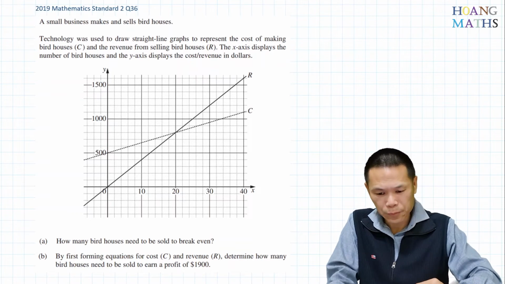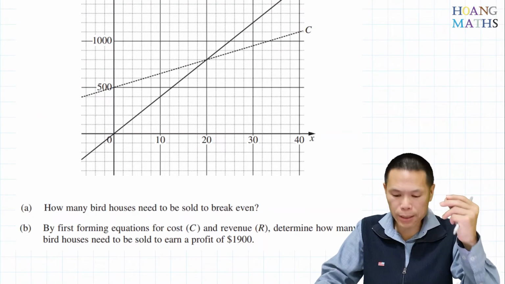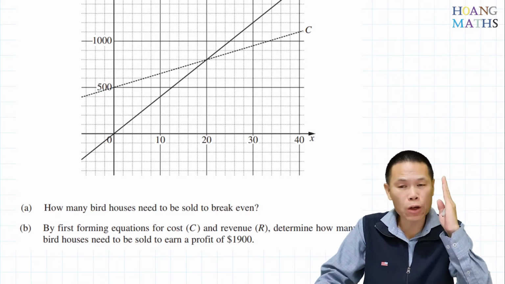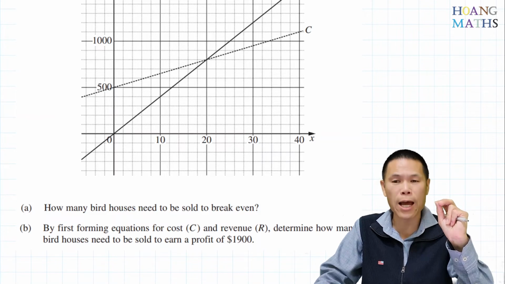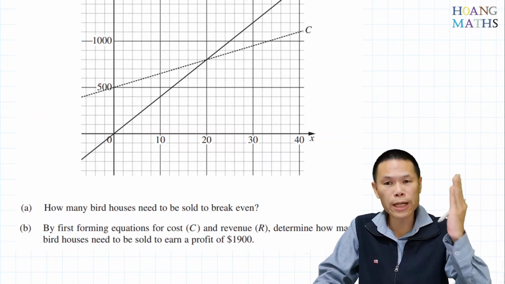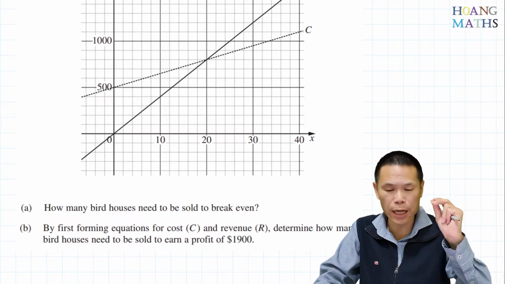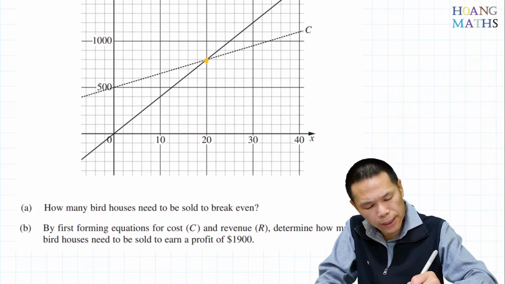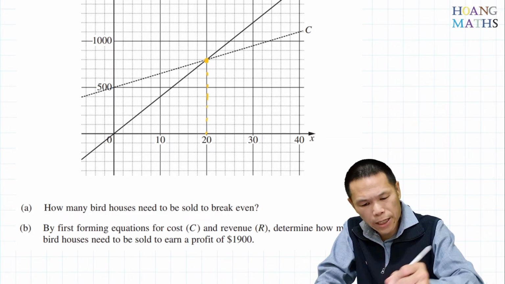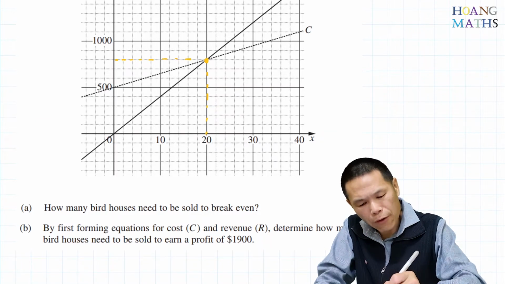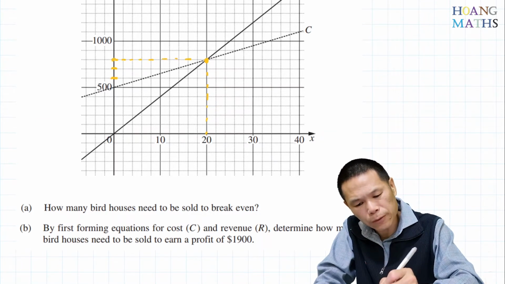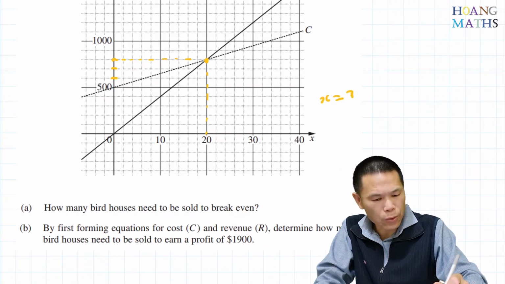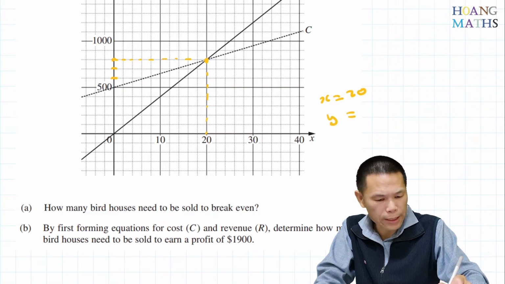So first one, part A. How many birdhouses need to be sold to break even? To break even means when the cost and the revenue, the income if you like, are both equal. In other words, we need to find the point of intersection. So the point of intersection is this point here. So x is 20 and y is this here. So 500, 600, 700, 800. So therefore, when x is equal to 20, y is equal to 800.